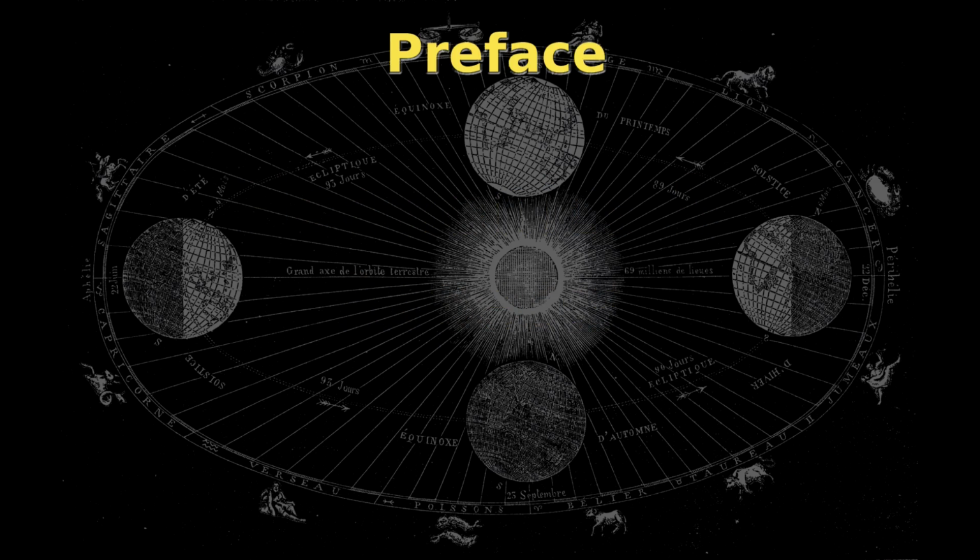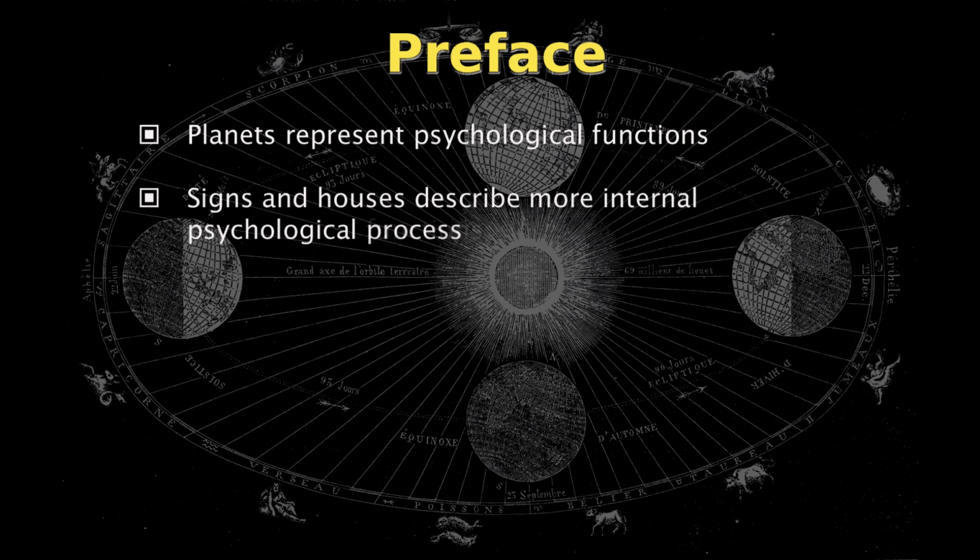I want to give some background to those who may have less experience with astrology so that they can understand why I'm discussing aspects and harmonics. First, we have the astrology chart with the planets and signs and houses. The planets are thought to represent psychological functions. Signs and houses both describe more internal psychological processes that modify how the functions of the planets operate. The houses describe even more, but they're outside the scope of this specific video.